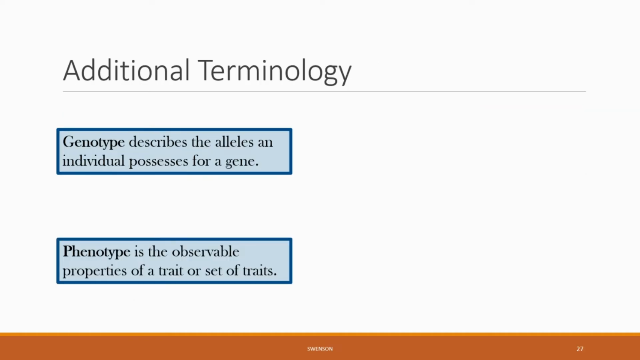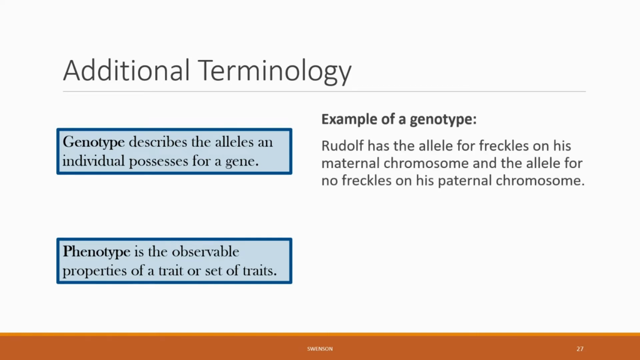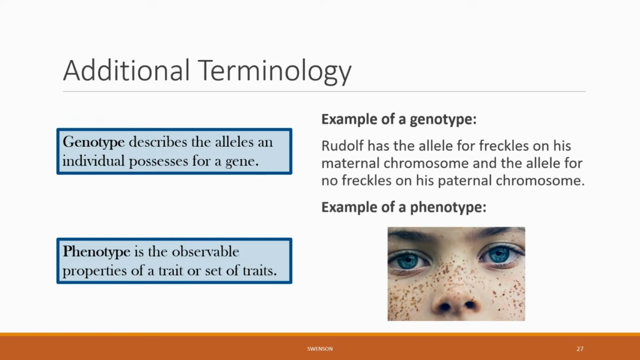This brings us to an essential set of terms we need to be aware of. This is genotype and phenotype. Genotype describes what genetic alleles an individual possesses. So when we discuss genotype, we mean to say what the genes look like, not the individual. Phenotype is the observable properties of a trait or set of traits. So when we discuss phenotype, we mean to say what the individual's traits are.